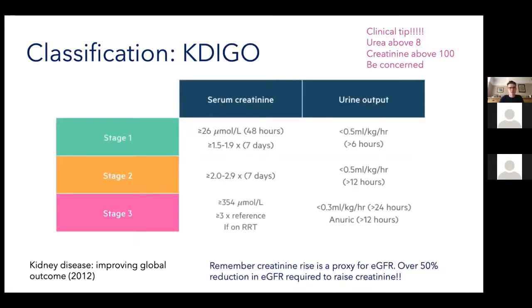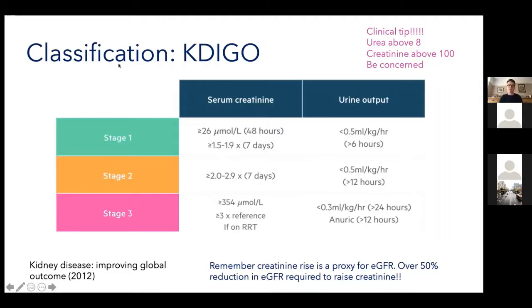Okay, and this is the Kidney Disease Improving Global Outcomes classification. I wouldn't get too hung up on these numbers, but it's good to know that you can classify AKI in terms of stages. And the numbers to remember really are that a rise in serum creatinine of 26 micromoles over 2 days is one of the baseline tests, or a drop in urine output of 0.5 mL per kg per hour.